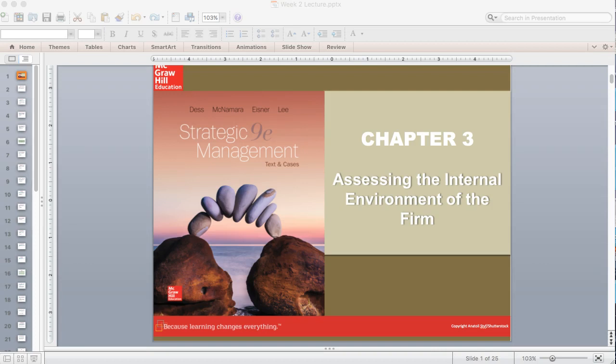Now we're going to look at the strengths and weaknesses by doing an examination of the internal environment of the firm. Once we have this complete, we will have basically completed the foundation of our strategic analysis, our SWOT analysis.